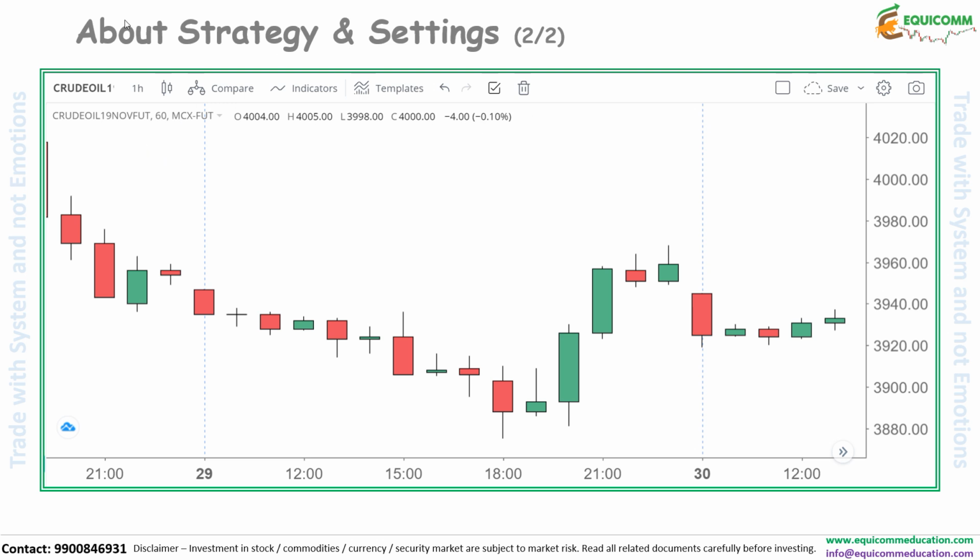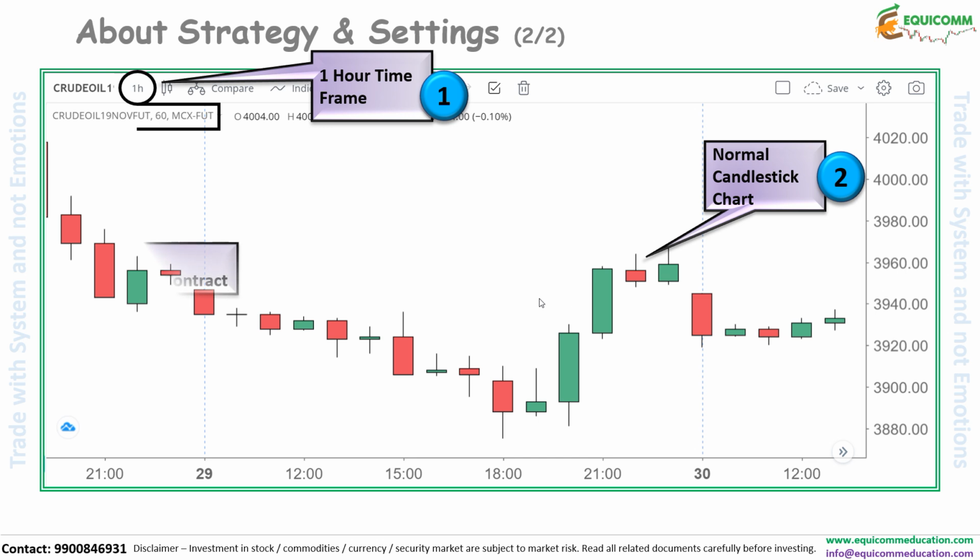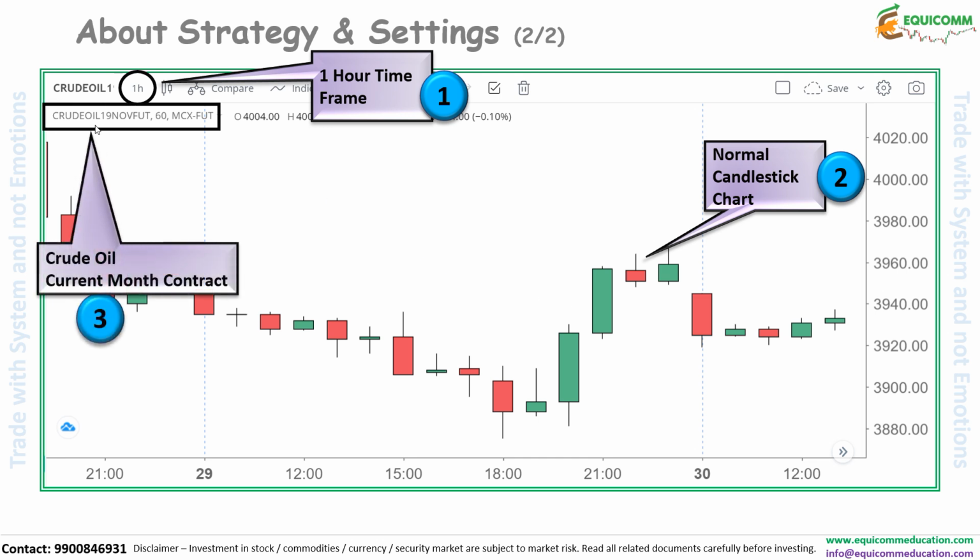Here you can see the chart over here. We have to use the crude oil current month contract, and here you can see the 1 hour time frame we are using. Another one, you can see we have used the normal candlestick charts. And third, we are going to use the current month contract. Please don't use the next month contract. Whichever is your running month contract, that we have to use in this strategy.